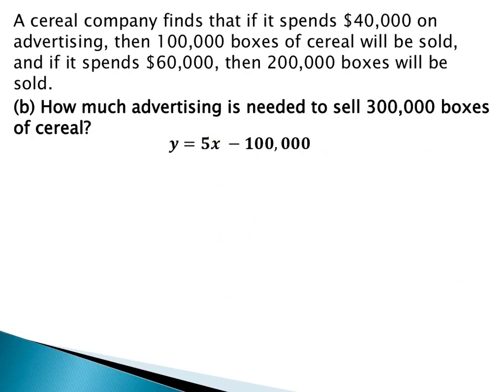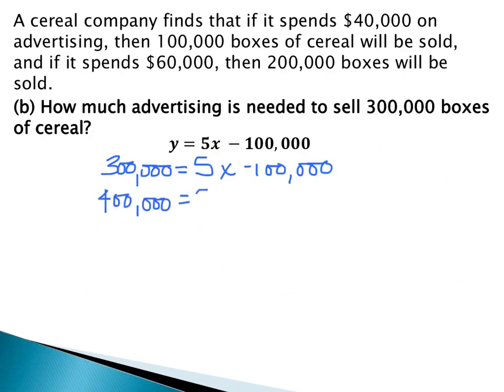Let's use that linear equation now. The question is, how much advertising is needed to sell 300,000 boxes? If you recall, X was the amount of money spent on ads, and Y was the number of cereal boxes that were sold. So if we want 300,000, that's our Y, and we have to find the X value that will yield that. So add 100,000 to both sides. Divide both sides by 5, and x equals 80,000.